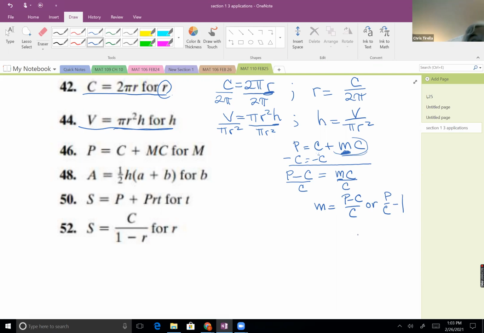Next one's a little bit different. If I look at 48, I've got A equals 1/2 h times a plus b, and I want to get that b alone. There's a couple of different approaches that you can take with this one, depending on whether you see the glass as half empty or half full. Is there anybody else in the room that would like to first deal with that half?